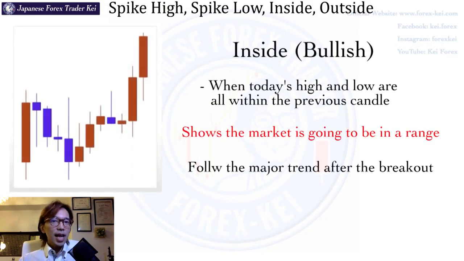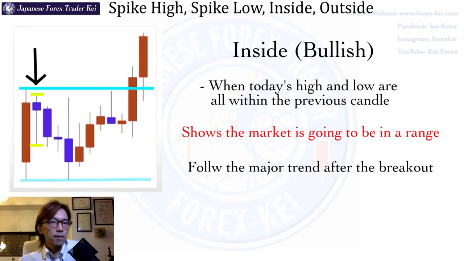This is called inside, and what this price action looks like is when you see today's candle is within the high and low of the previous candle. This pattern is called inside. So when you look at this example on the left, look at this candlestick. The high is here and the low is down here, right? And if you look at the one before, the high was at this level and the low was at this level. So you can see the current high and low are all within the previous high and low, and this is called inside, or in Japanese it's called harami candle pattern.